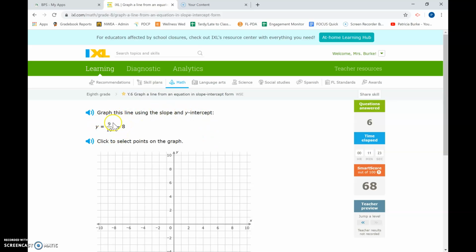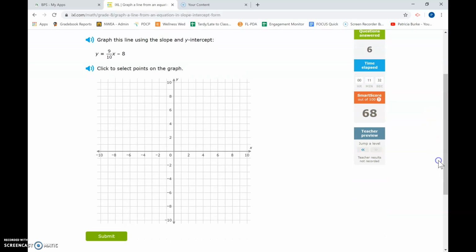So now the negative is over here with your y-intercept, and you have a positive slope. This might be the last one I do with you. So -8 is your y-intercept. And we are going to go up 9 floors. 1, 2, 3, 4, 5, 6, 7, 8, 9. And we're going to run across 10 doors. 1, 2, 3, 4, 5, 6, 7, 8, 9, 10.